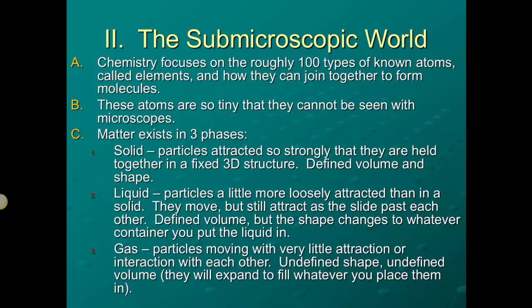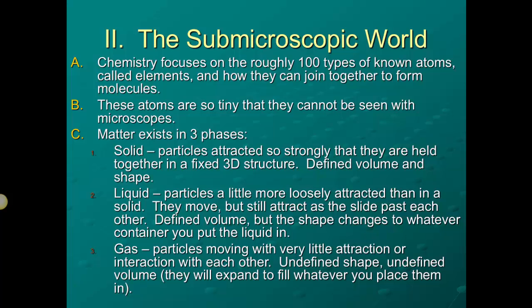The submicroscopic world means when you look through a microscope, you can see certain things. What happens when you look beyond what you can see in the microscope? That's submicroscopic. So chemistry is based on 100 types of known elements, and they can be joined together to make an infinite variety of molecules. Those atoms are so tiny you don't see them in a microscope. And when they combine, they can make a variety of things that many times are also not seeable in a microscope. But as we get enough of them together, then you see the matter that's around you.